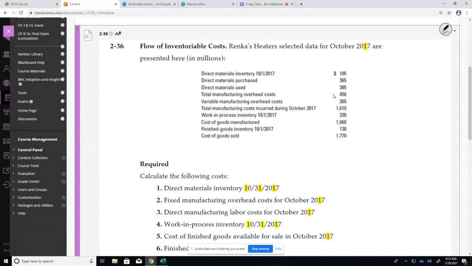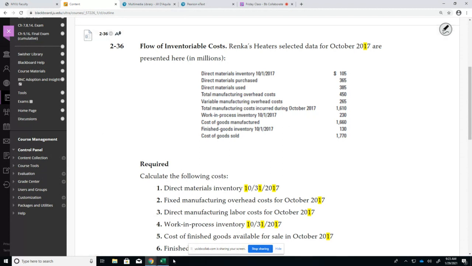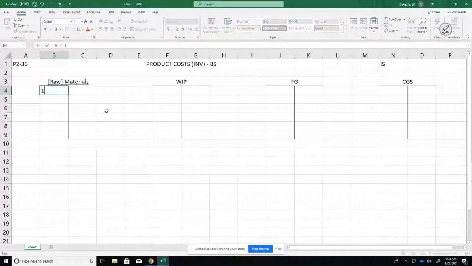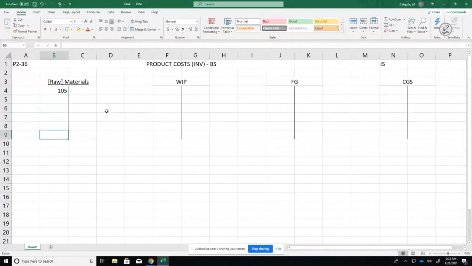Well, you could just calculate it, or you can plop it in. We started with 105, and we're trying to figure out what we're ending with, right? So we purchased 365. If you add these two together, that's $470 worth of materials. And they're saying that we used 385. So if I want to know what I have left at the end of the month, started with 105, we added 365, and we used up 385. So we're left with $85 worth of materials at the end of the month.